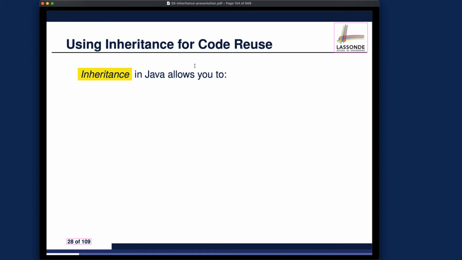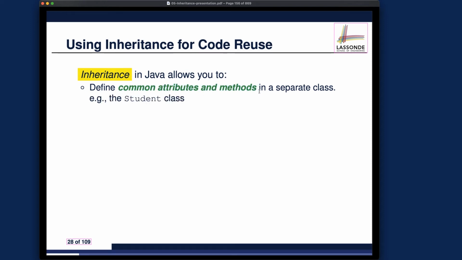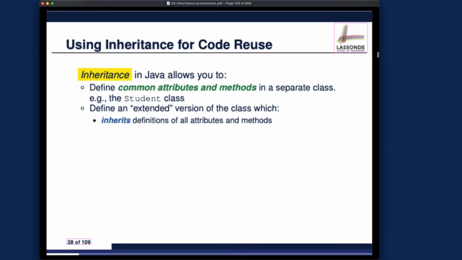So inheritance in Java allows you to define common attributes and methods in a separate class. Let's see some detailed list in the case of the student example. Let's say the student class, you define, well, for example, the student class, we put all the common stuff inside, like a register, like a name, courses, array, and also register method, the body of the constructor, and also the base amount calculation for the get tuition method. And you can also define so-called extended version of the class, which will inherit all the definition for all the non-private attributes and methods. That'll be either non-resident students or resident students.